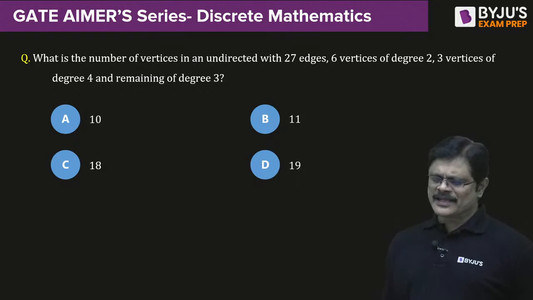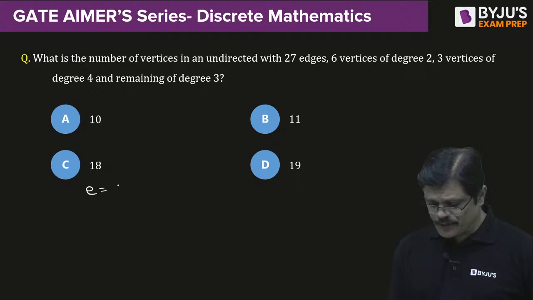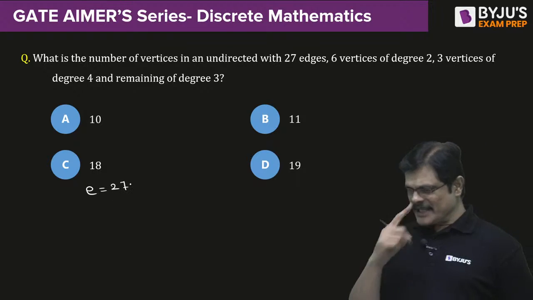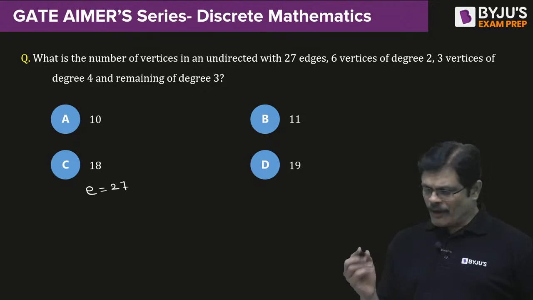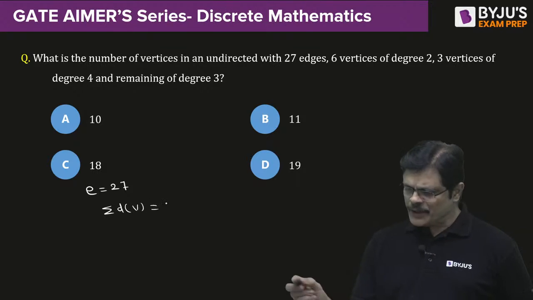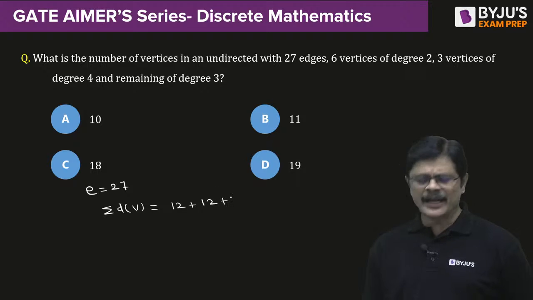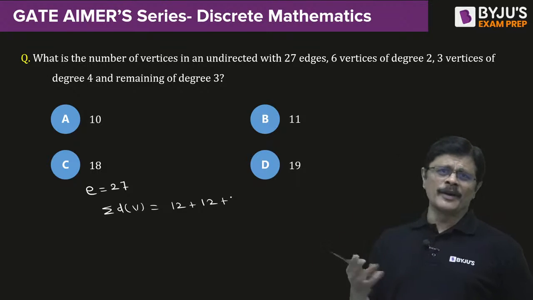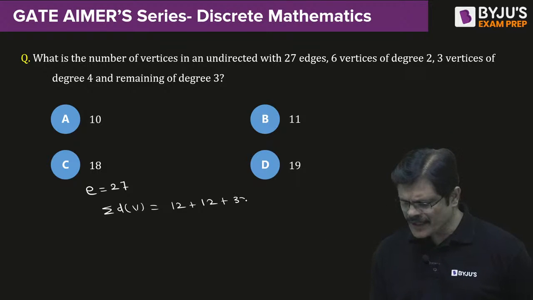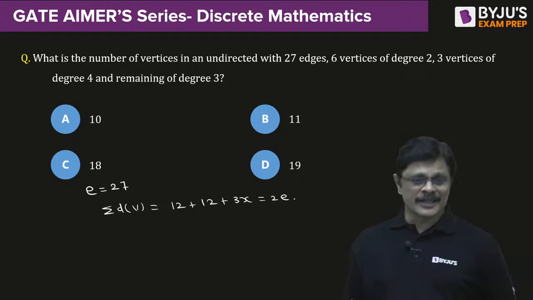The number of vertices in an undirected graph with 27 edges. The number of edges given to you is 27. 6 vertices of degree 2. So what I do, I go for the sum of degrees of the vertices. 6 vertices of degree 2, that is 6 into 2, 12. 3 vertices of degree 4, that is 3 into 4, 12. And the remaining we do not know. Let us say x of degree 3, so 3x. And this should be equal to twice the number of edges. He is asking the number of vertices in this particular graph.